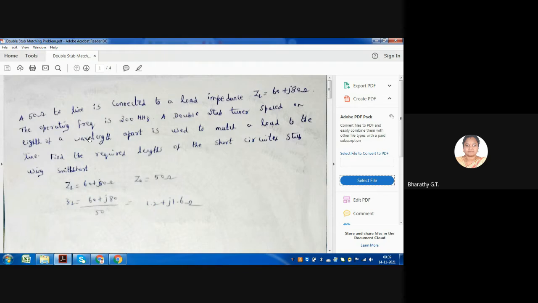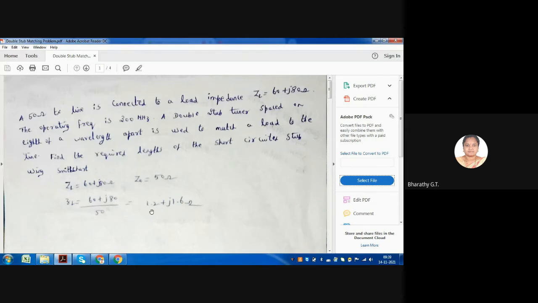First step, kindly note down the step: find the normalized load impedance. The normalized load impedance is represented as small zL, which is equal to capital ZL divided by Z naught. So (60 plus j80) divided by 50. What is the answer you will get? It will be 1.2 plus j1.6. Kindly write it in your class notes: first point is find the normalized load impedance.